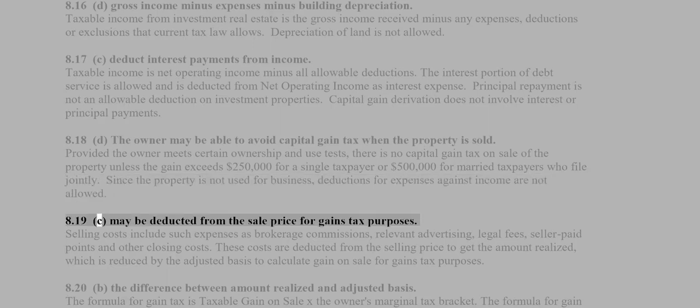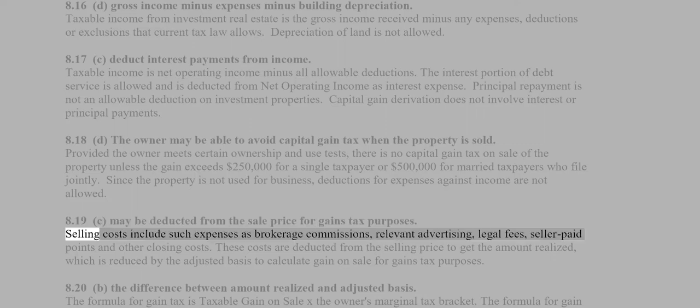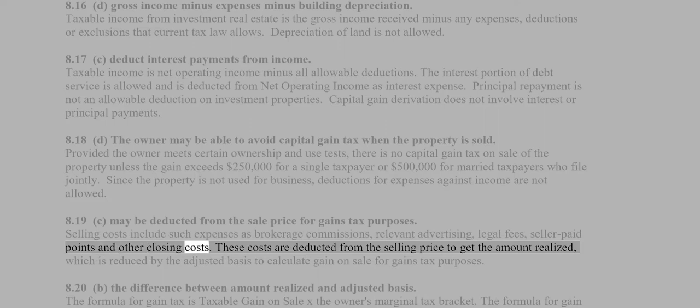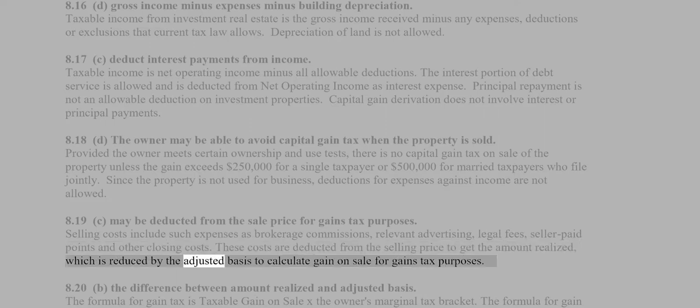8.19, C. May be deducted from the sale price for gains tax purposes. Selling costs include such expenses as brokerage commissions, relevant advertising, legal fees, seller-paid points and other closing costs. These costs are deducted from the selling price to get the amount realized, which is reduced by the adjusted basis to calculate gain on sale for gains tax purposes.